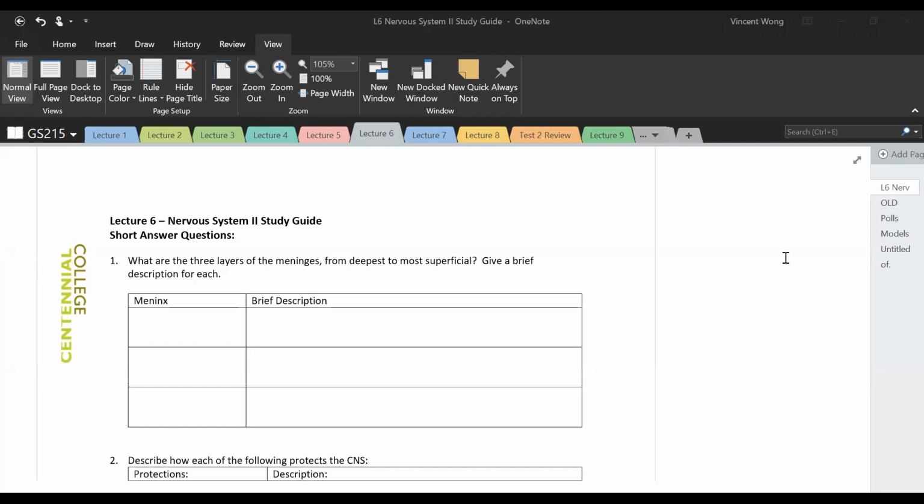I'll not be turning on my camera today because my internet is a little bit unstable. So hopefully by turning off the camera, I will use less bandwidth.